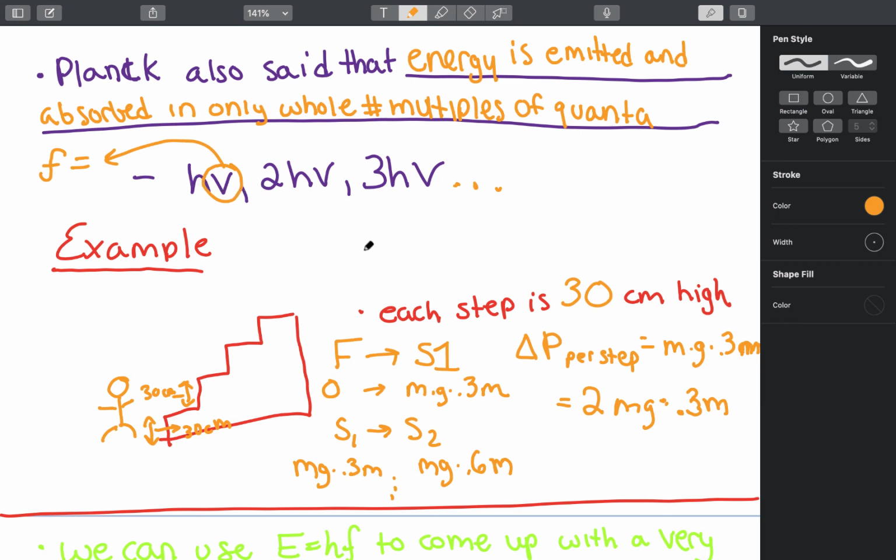So if you want to go from one energy level to the next, and let's say they're just separated by h mu, you have to increase your energy by h mu in order to jump from this level to the next. However, if you want to go from this level to a level that's separated by 2 h mu, you have to increase your energy by 2 h mu. So you can only increase your energy by whole number multiples. I hope this makes sense.